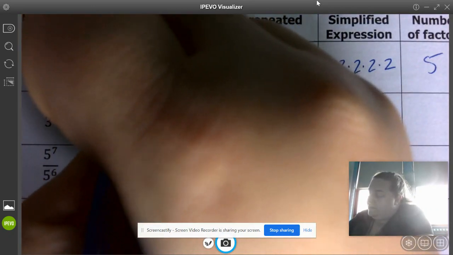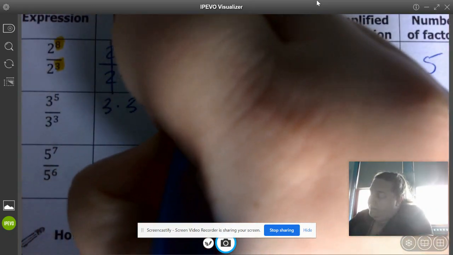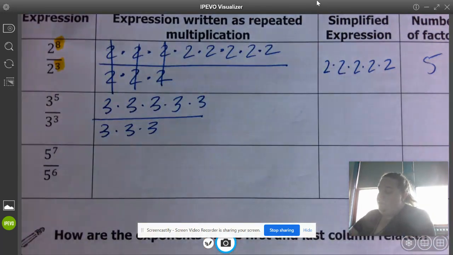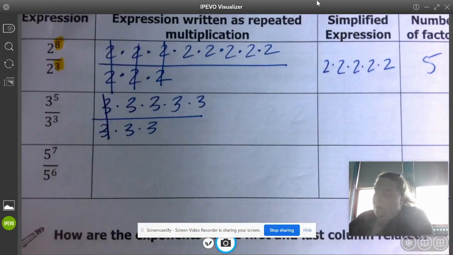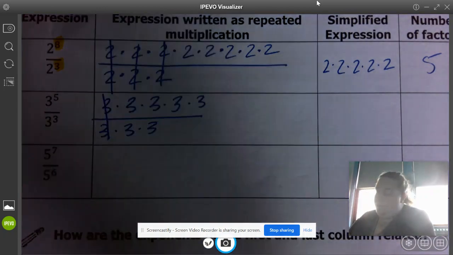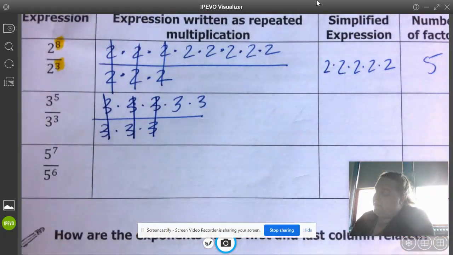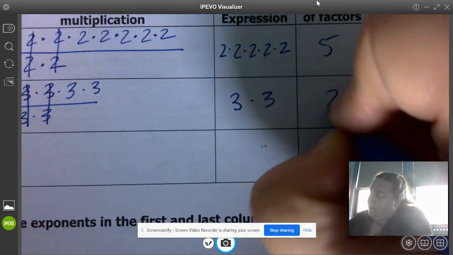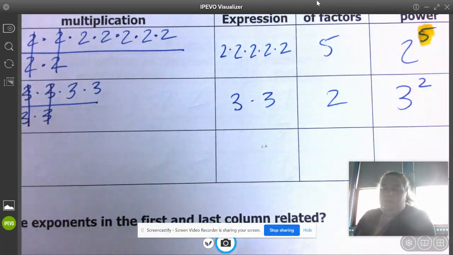So 3 times 3 times 3 times 3 times 3. And then at the bottom, we have 3. So once again, I'm going to go through and cross out any set that I can simplify where the number is being divided by itself. So in this one, I'm left with 3 times 3. I have 2 factors, so that's 3 to the 2nd power.